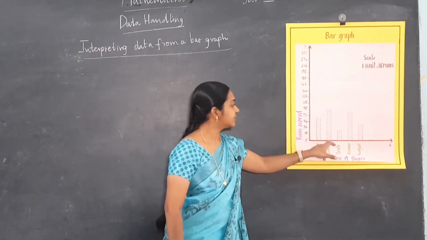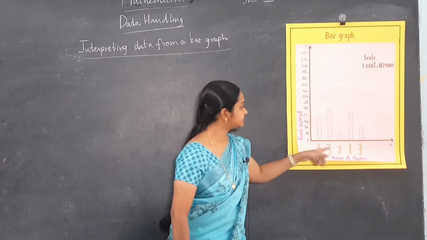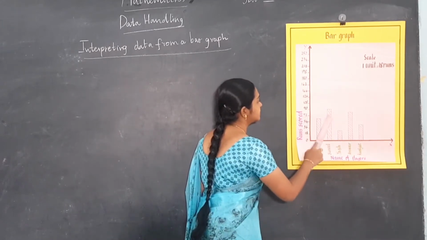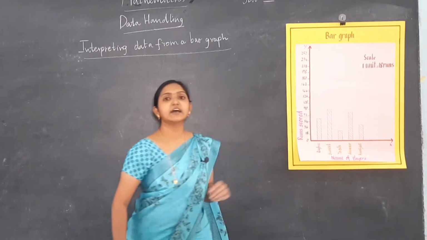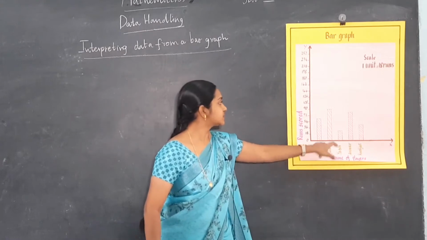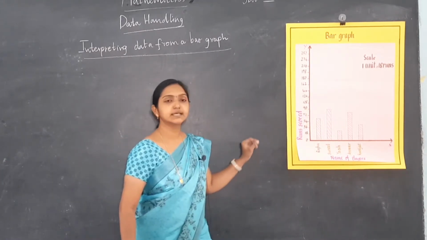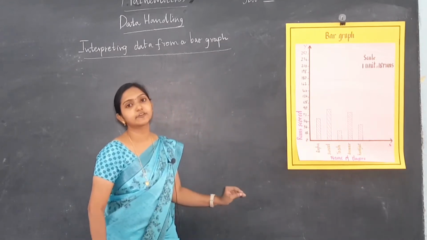See here, the rectangular bars represent the numbers. For example, consider Sunil. Here the bar is ending at 90. So from the graph we can say that Sunil scored 90. The runs scored by Sunil is 90 runs. By looking into the graph we can answer a number of questions.